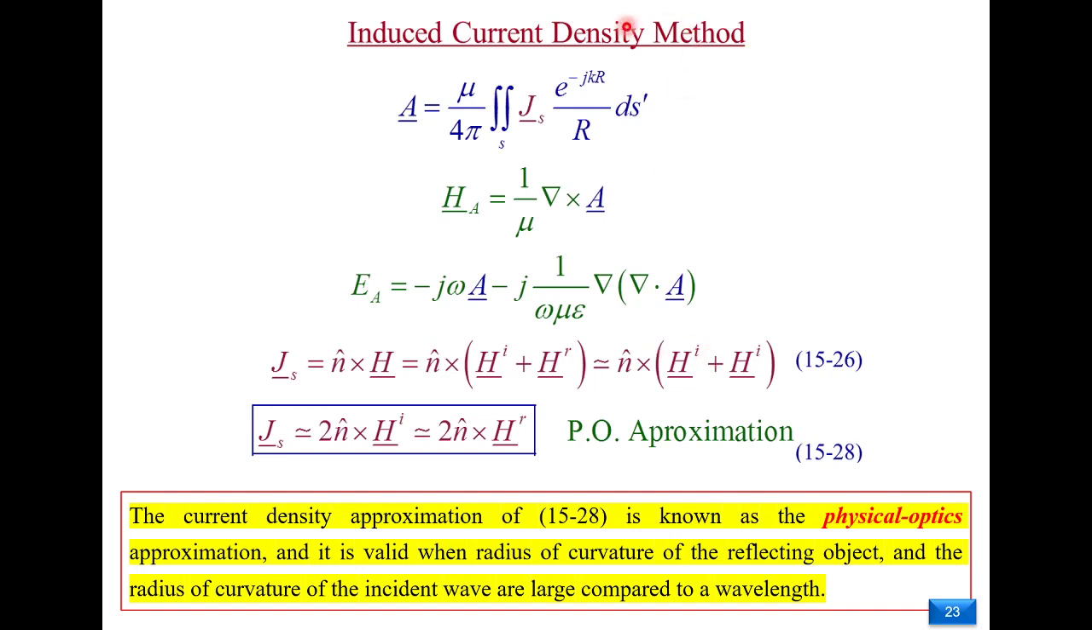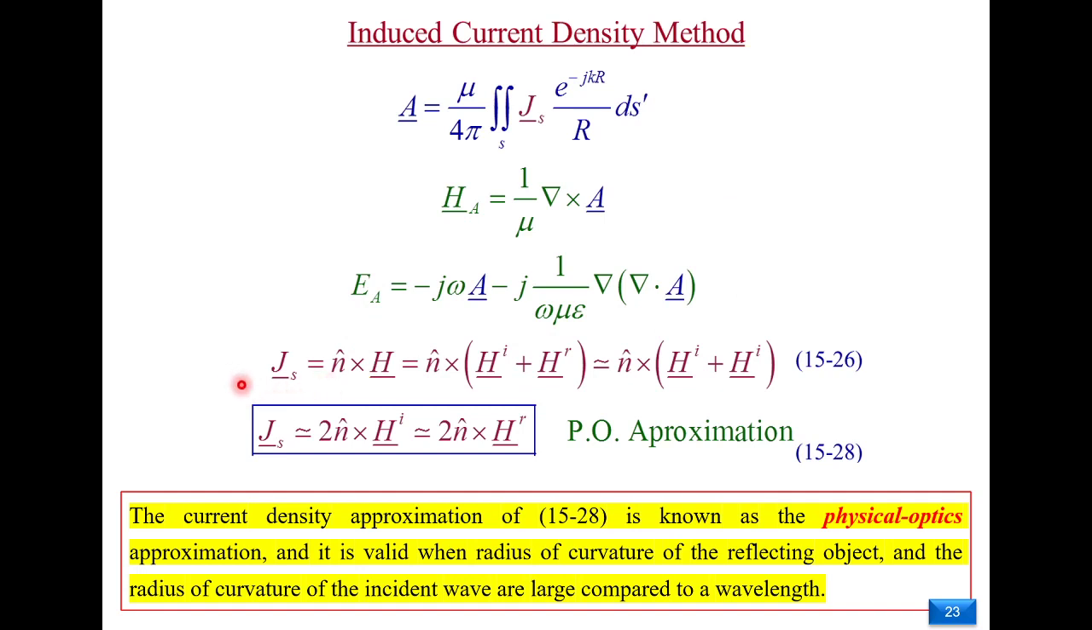For method number one, we need to find the surface current on the paraboloid, and then we can use the auxiliary function A to find the value. We integrate over the surface. Once we have A, we can just find H, and we can find E. So the idea here is to find the surface current on the paraboloid and use it as our source. We find the auxiliary function A. Once we have A, we can find H and find E. So we have the full radiation.